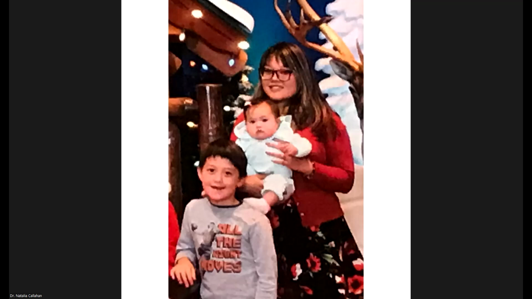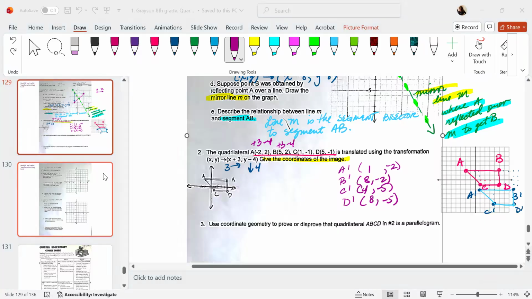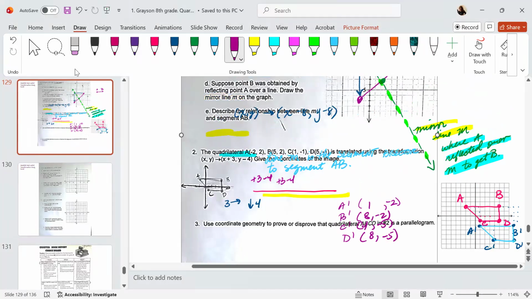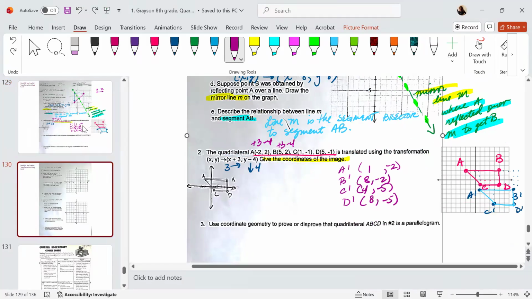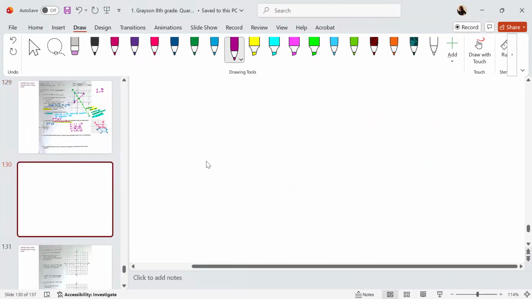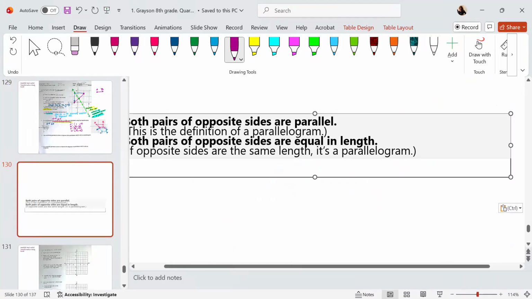Draw a picture. What are the sides? All 4 sides equal or just certain sides equal? Which one? What do we call it? On the sides. Which sides? You need to be a little bit more specific.